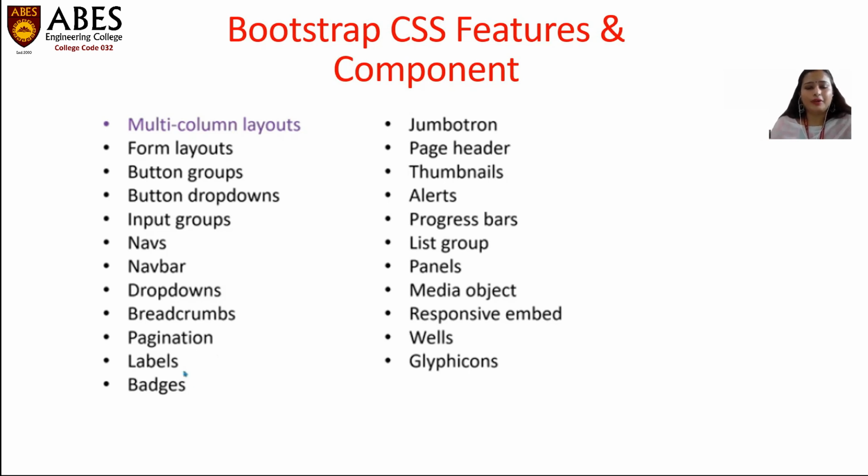So what kind of components? There are some common features like form layout, button, navigation bar, dropdown, breadcrumbs, pagination, labels, badges. These components provide effective designing. You can use all of these components in a website, which we will see practically. Jumbotron is also there, and alert boxes. So you can use these components directly in your website and adjust them according to your user requirements.